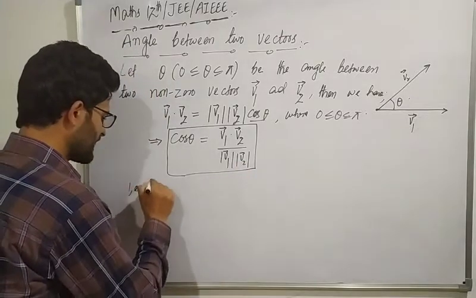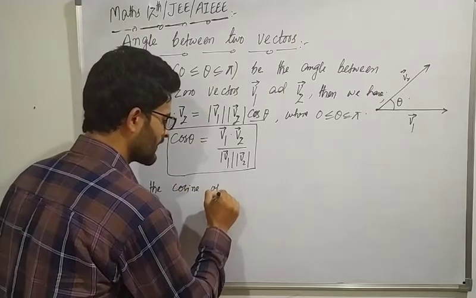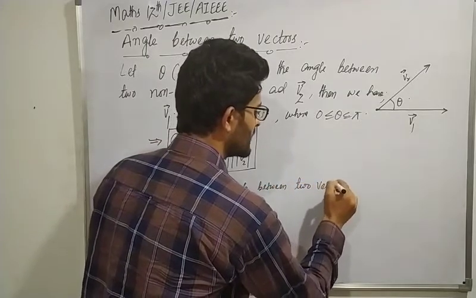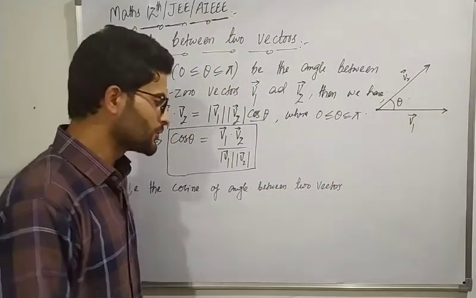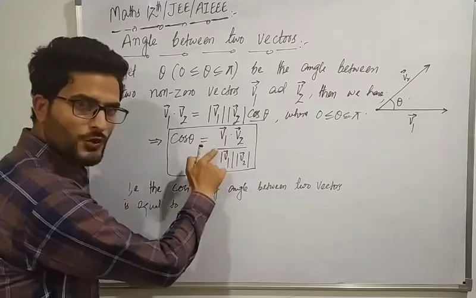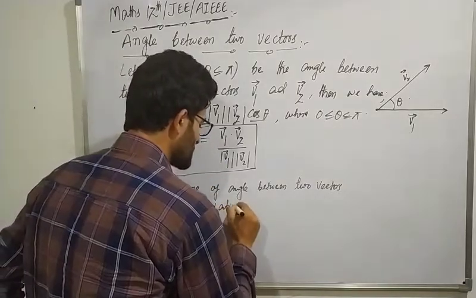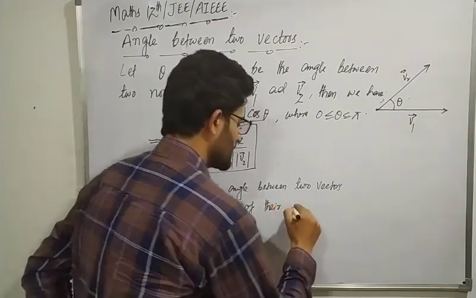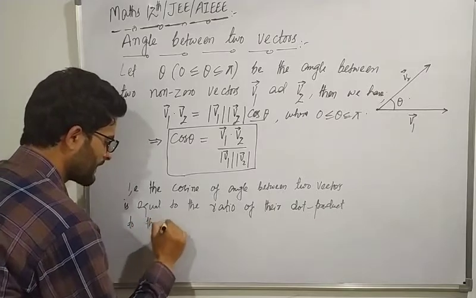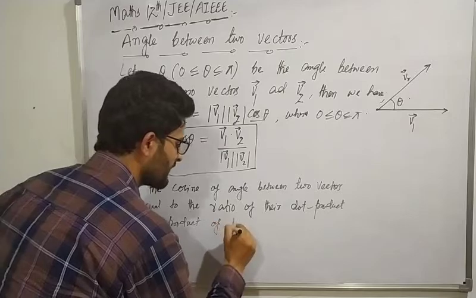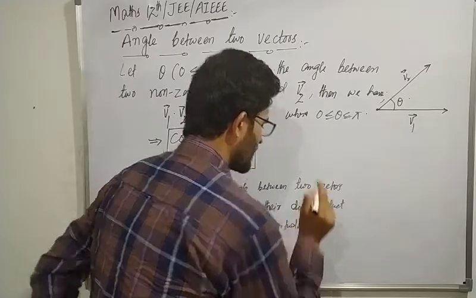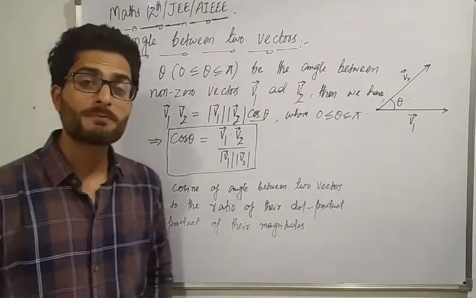Here we can write that the cosine of angle between two non-zero vectors is equal to the ratio of their dot product to the product of their respective magnitudes.